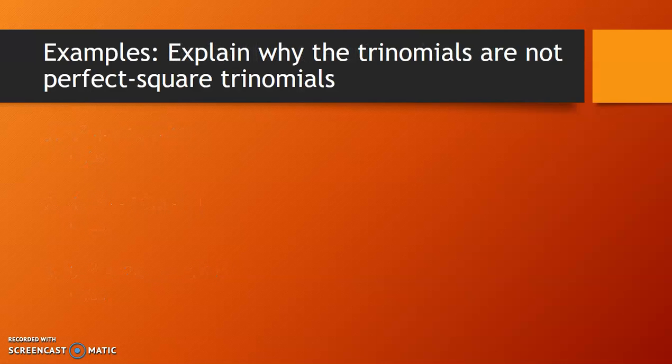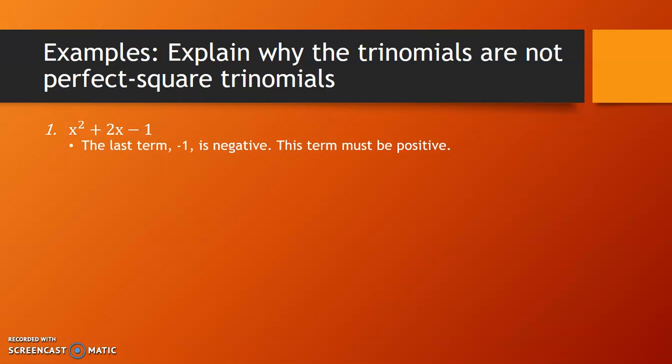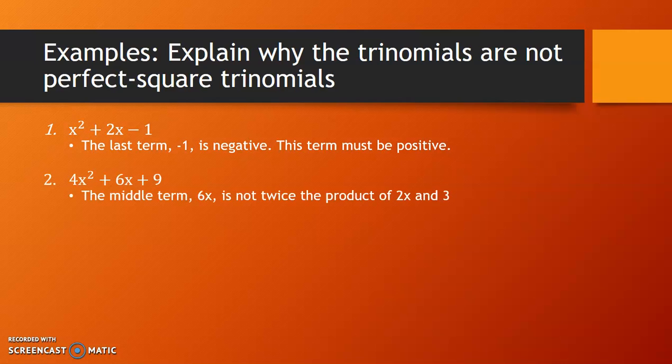Now we're going to explain why these ones are not perfect square trinomials. So I'm looking for what's causing the problem here. For this one, that last term, -1, is negative, and that term has to be positive. Remember, the first and the last terms both need to be positive. For the second one, 4x squared plus 6x plus 9, if that middle term is 6x, that is not twice the product of 2x and 3. Again, square rooting the first and the last term, that is already 6x, so it didn't double the middle, because the middle term should be 12x.